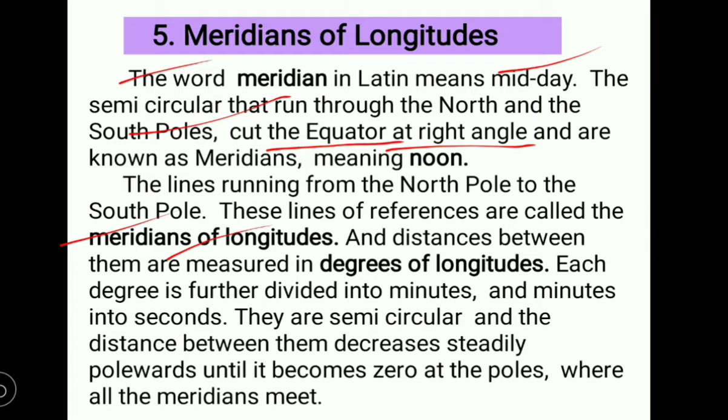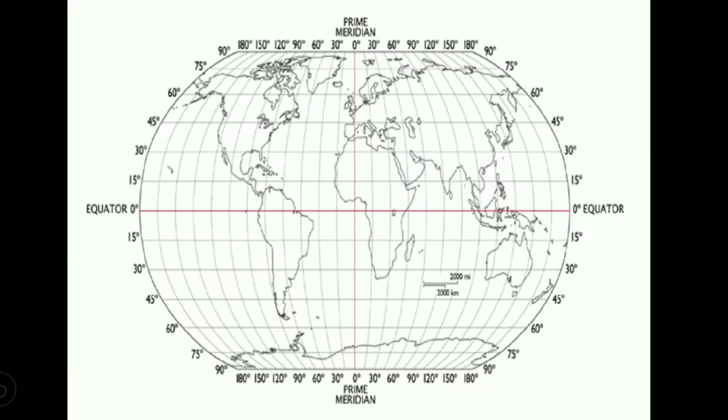The longitudes are semicircular lines, and the distance between them decreases steadily polewards until it becomes zero at the poles where all the meridians meet. So starting from the equator to the pole side, the distance decreases steadily towards the pole side until it becomes zero at the poles, and all the meridians meet.